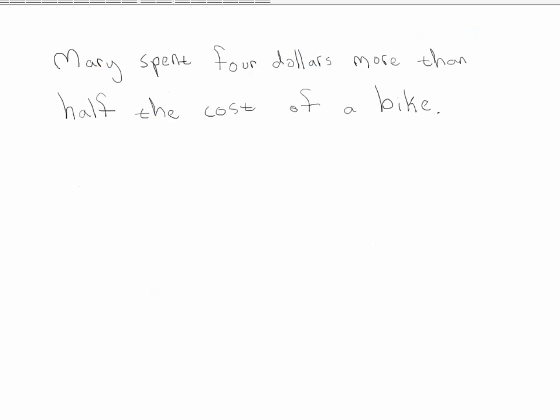So this is a really generic word problem that you might see. Mary spent $4 more than half the cost of a bike. And if we wanted to write an expression to represent this situation, we need to note a couple of things. Mary spent $4 more than half the cost of a bike. So we choose a variable or an unknown or a letter to represent something in the situation. I see 2 good ones. We could either use a letter to represent cost or a letter to represent bike. I'm going with cost. Doesn't really matter. I'm just going to write that C right down there.